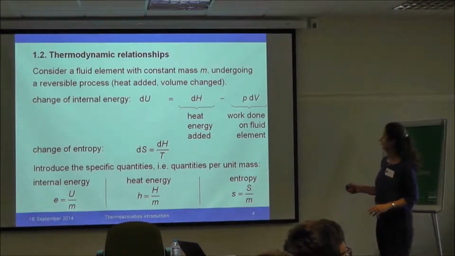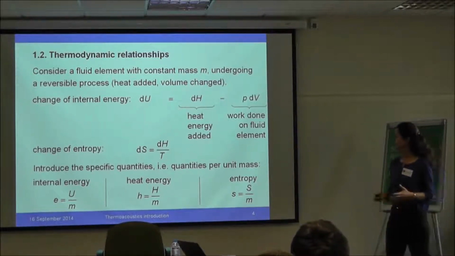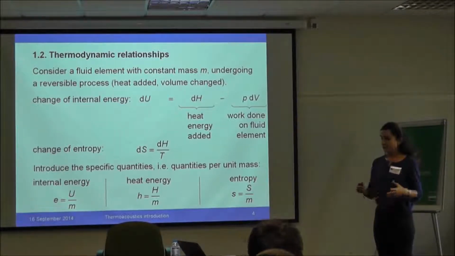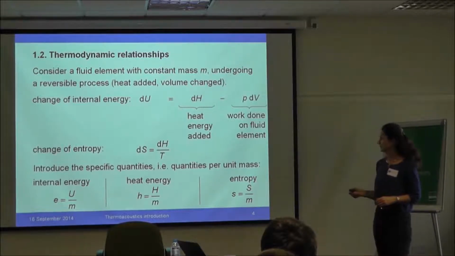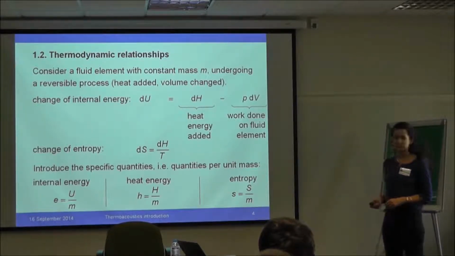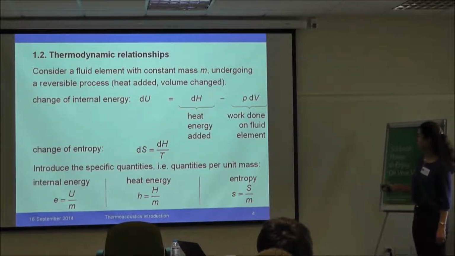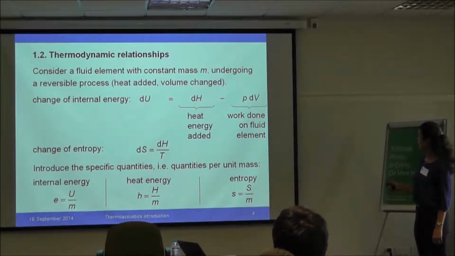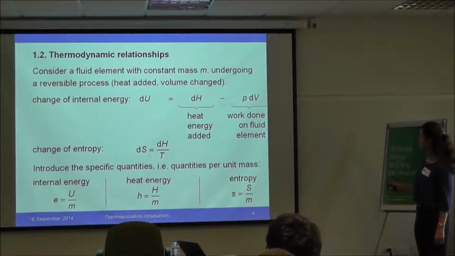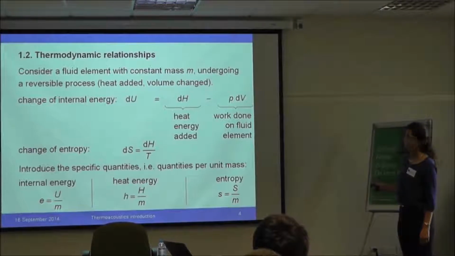Let's consider a fluid element, so not a control volume, but a fluid element with a constant mass and undergoing a reversible process, like heat being added and the volume being changed. So if that fluid element undergoes these processes, its internal energy, which we call U, will change by an amount dU, and this dU is made up of 2 parts. The heat energy that's added, that's our heat, it's just the H here, and then the work done on the fluid element, which you can express in terms of this term, pressure times volume change, P dV.